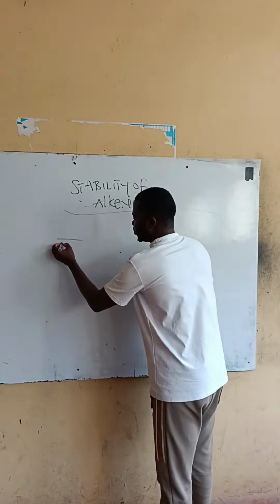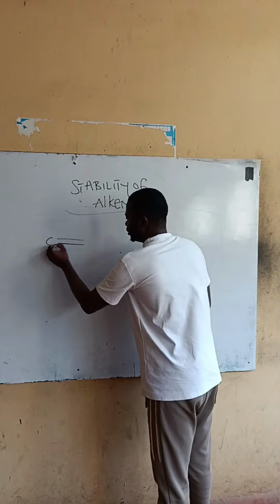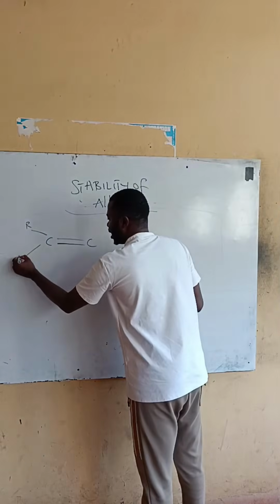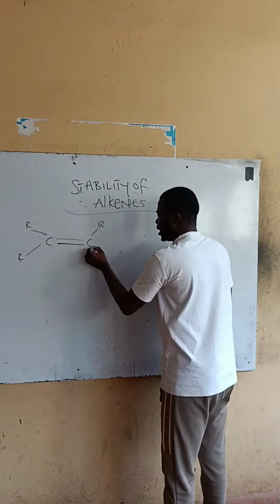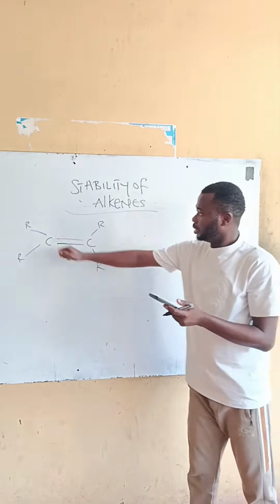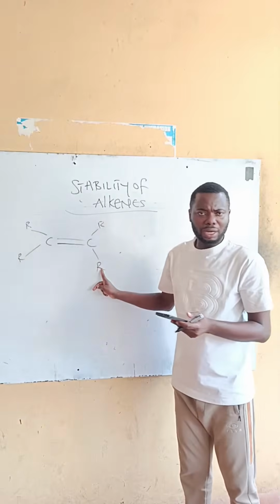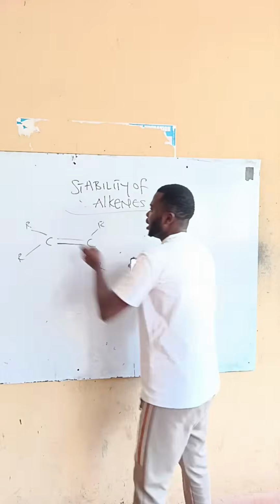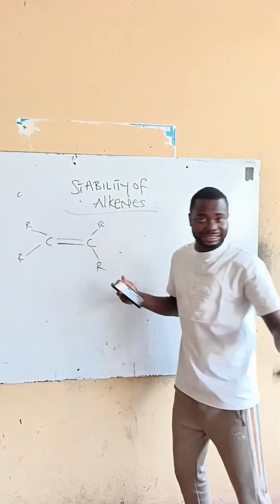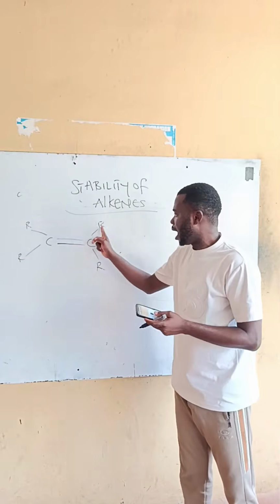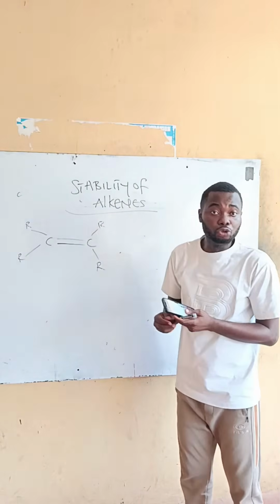So everybody look up. So we have C, we have C. Can you see? Now, we have R, R, R, R. Now, this is one type of alkene. And R is what I call alkyl. Alkyl here means methyl, ethyl, and the likes. Do you get that? These are alkyl groups.